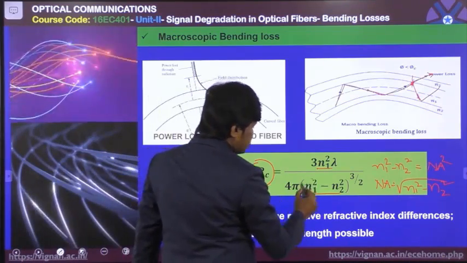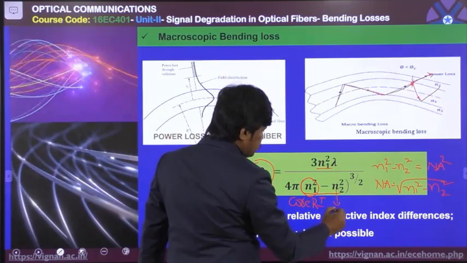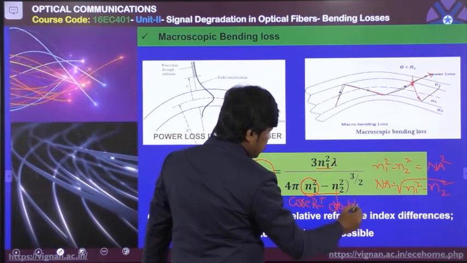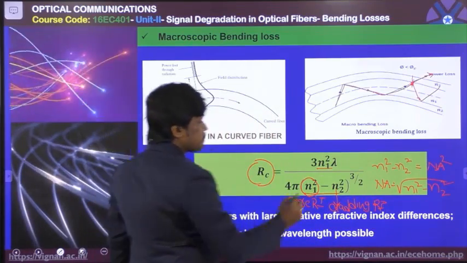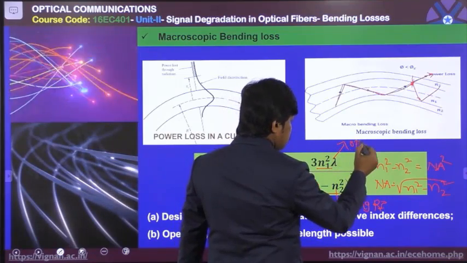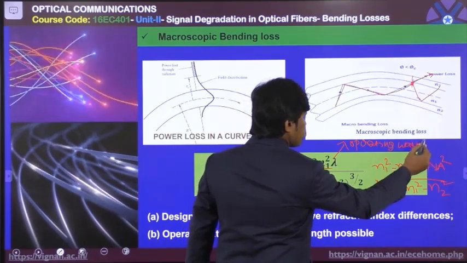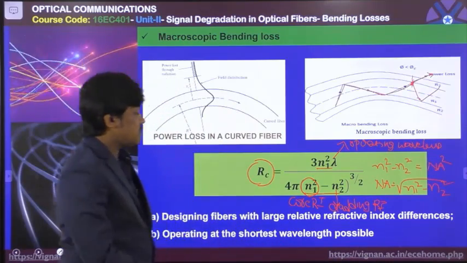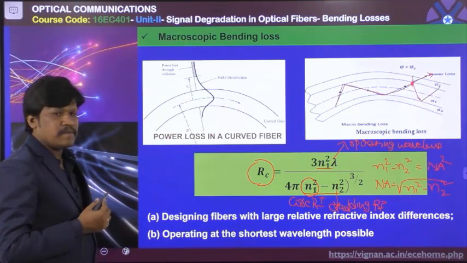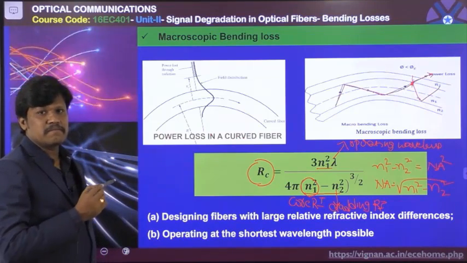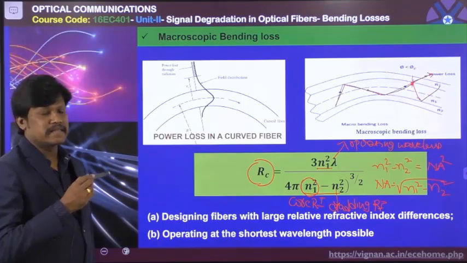So n1 is the core refractive index, n2 is the cladding refractive index, lambda is the operating wavelength, and RC is the critical radius. Critical radius RC is equal to 3 n1 square lambda by 4 pi (n1 square minus n2 square) whole power 3 by 2.